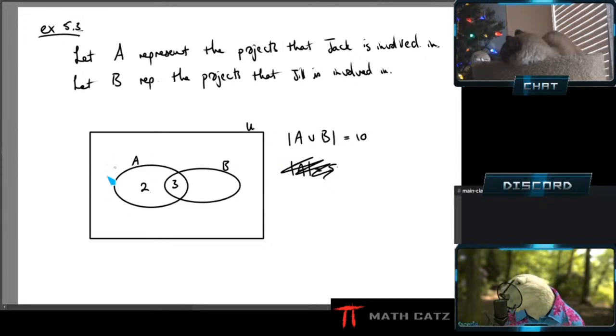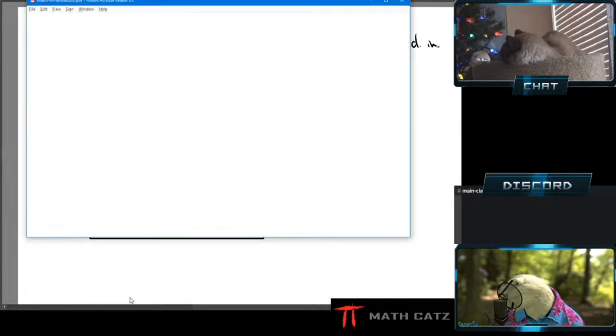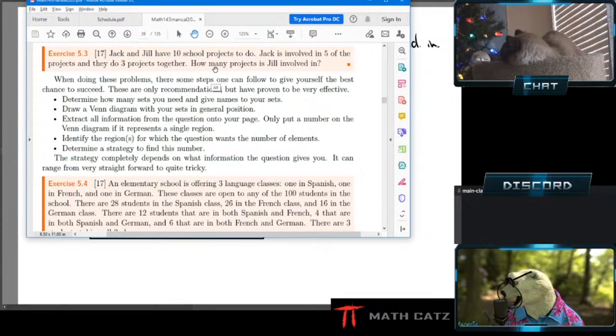Because the A and the B circles together contain 10, the single region contains 5. I'm done with that information as well. At that stage, I couldn't quite put it in. I needed the 3 to unlock it. Now, they don't give me the total school projects that the class does, so I don't know how many are outside. I don't care. The question doesn't ask that. The question asks, how many projects is Jill involved in?